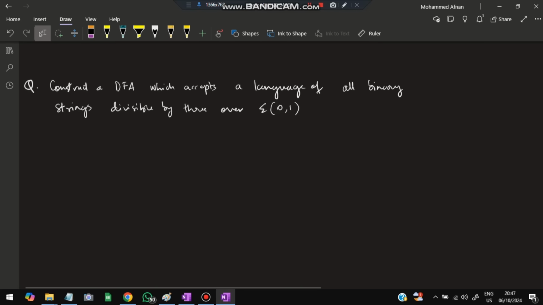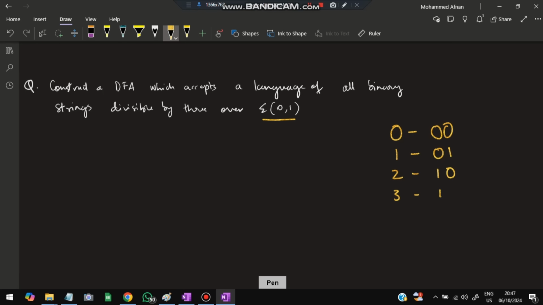Okay. Next question, we have to consider a DFA which accepts the language of all binary strings divisible by 3 over 0 and 1. So the alphabet they have given is 0 and 1. Now we have to consider all the binary strings divisible by 3. Now tell me, what is the binary string of 0? It is 0, 0. What is the binary string of 1? It is 0, 1. Binary string of 2 is 1, 0. Binary string of 3 is, sorry, it is 1, 1.